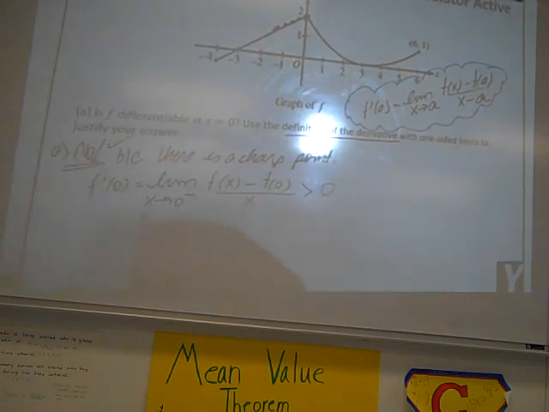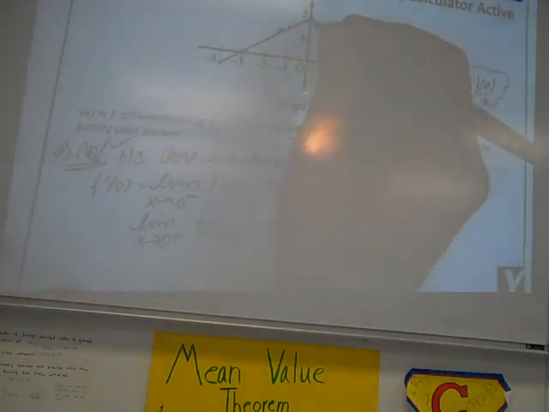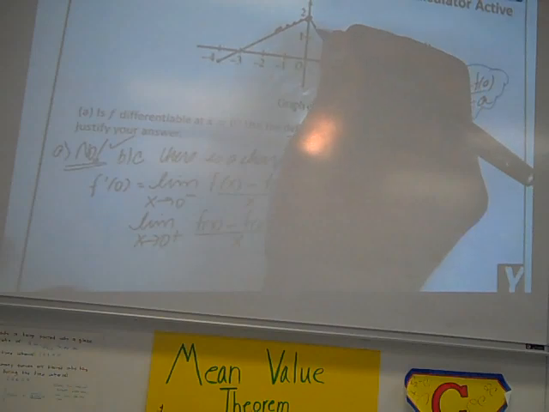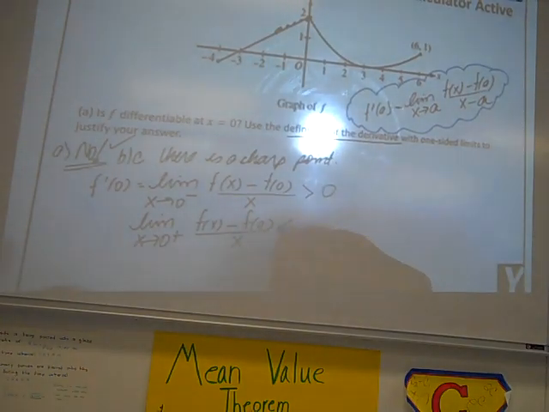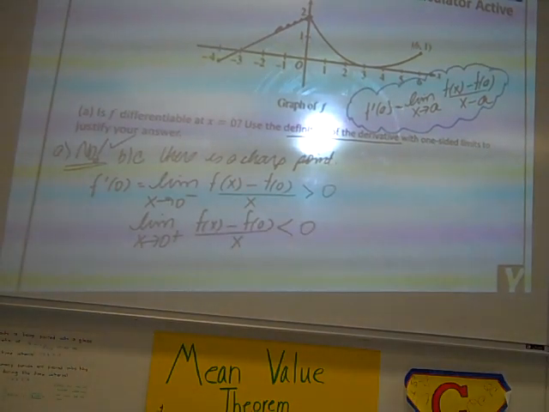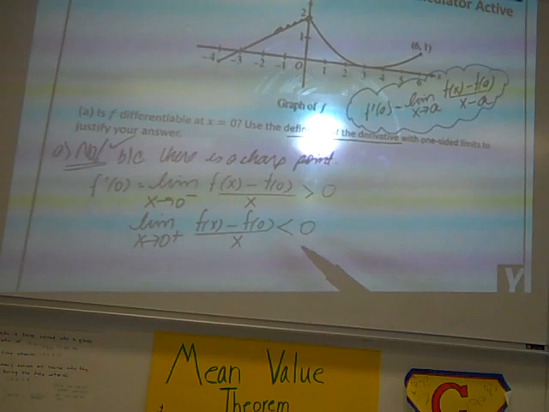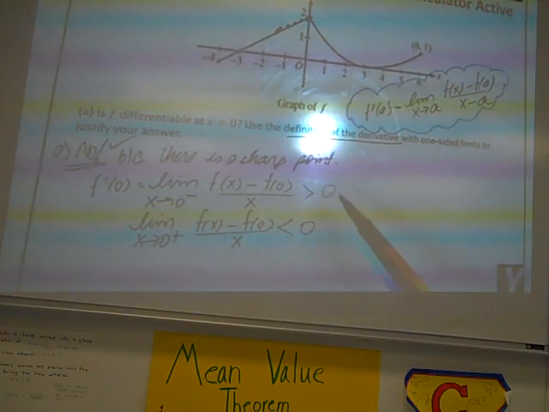However, if I take the limit as x approaches 0 from the right, again using my difference quotient, if I approach 0 from the right here, then closer, then closer, then closer, the slopes are all less than 0. I cannot have equality when one limit is positive and one limit is negative.